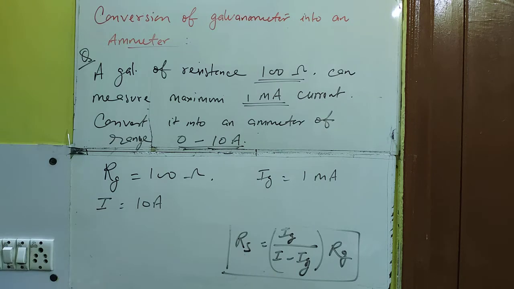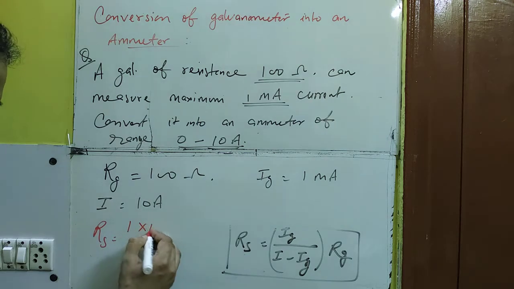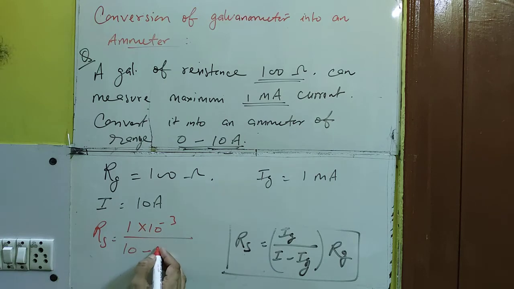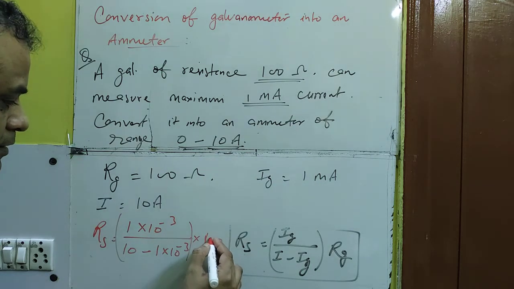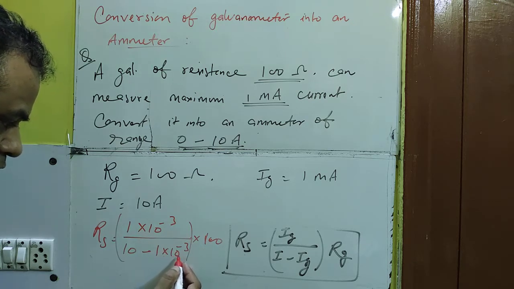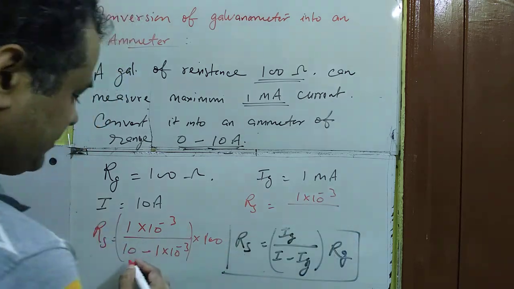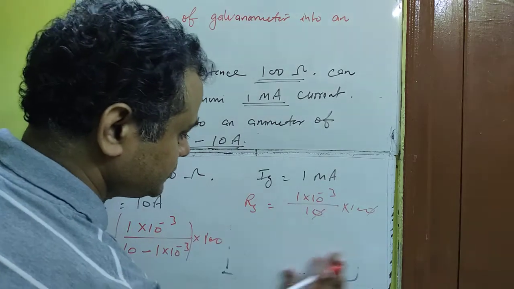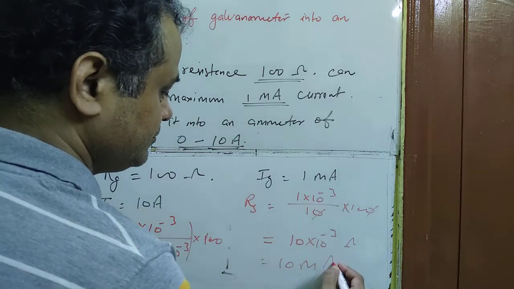The formula is here. Rs equal to Ig, which is 1 milliampere, 1 into 10 power minus 3, upon I minus Ig, which is 10 minus 10 power minus 3, into 100 ohm. Now you can use the mathematical approximation. 10 minus 0.001 is obviously 10. So 1 into 10 power minus 3 upon 10, into 100. So the 100 cancels. What do you get? You get 10 into 10 power minus 3 ohm. That is 10 milliohm.